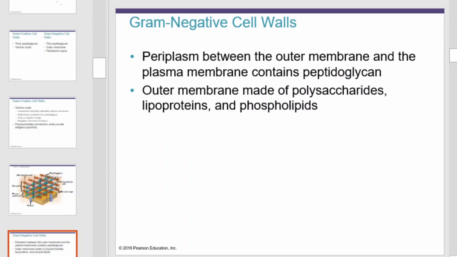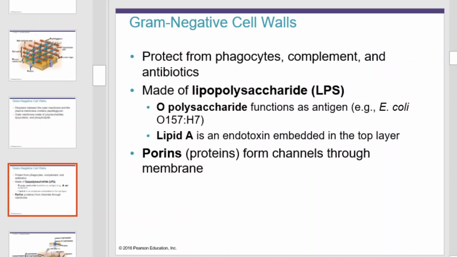Gram-negative cell walls have a periplasm between the outer membrane and the plasma membrane, which contains peptidoglycan. The outer membrane is made up of polysaccharides, lipoproteins, and phospholipids. Gram-negative cell walls protect the cells from phagocytosis, complement, and antibiotics.